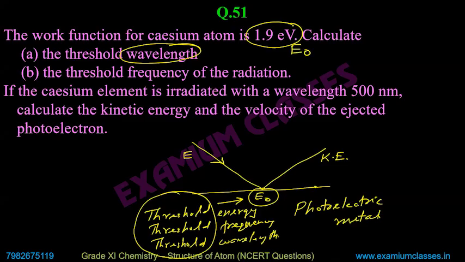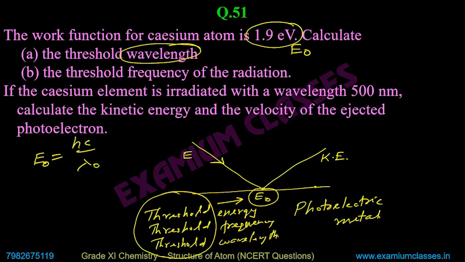E naught is given 1.9 electron volt, and you know that E is equal to hc by lambda. E naught will be hc by lambda naught. Threshold you need to suffix with naught to show that we are talking about threshold values. From here you will get the value of lambda naught. Make sure that you are using the correct values of energies and all the constants.